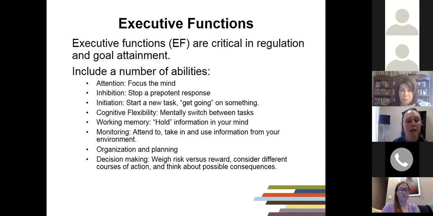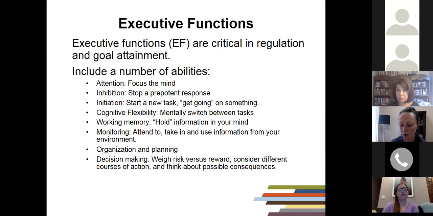Our ability to initiate or start a new task, get going on something. So if I'm going home at the end of the day and I need to get going on my homework, I need to have the ability to initiate that set of things that need to happen. Cognitive flexibility, which is our ability to mentally switch between tasks. So for example, a child is going from math class into English class. Those are very different kinds of things in terms of content, and so I need to be able to shift from the thought processes that I might use to think about a book that I've just read into algebra class. So that's an example of cognitive flexibility.